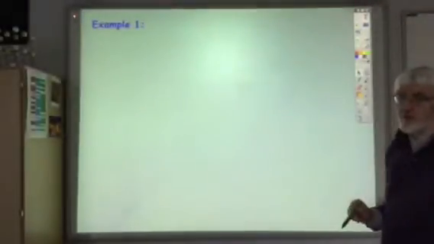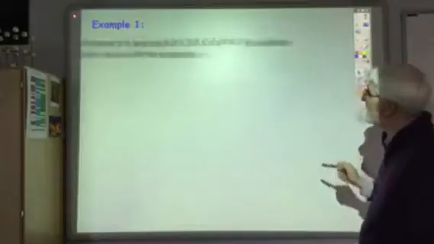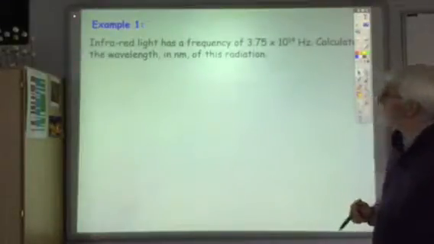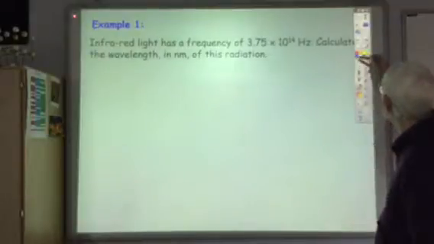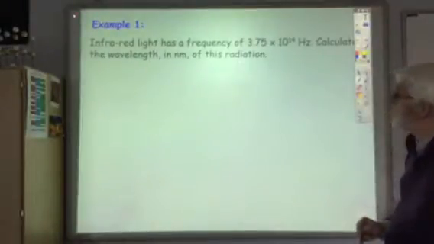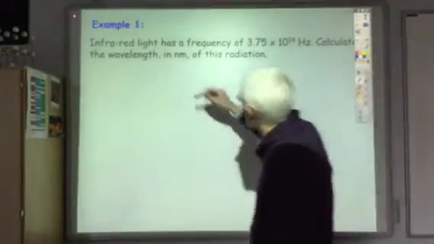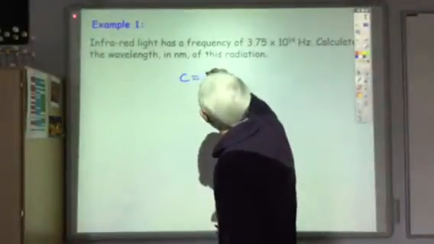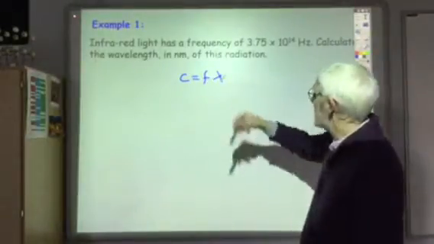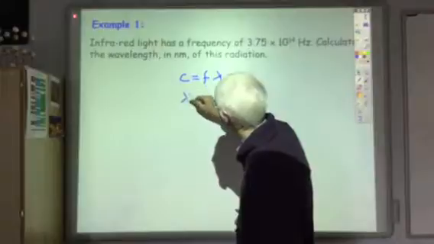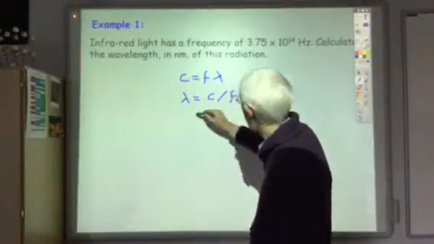So let's look at a couple of questions that you could get asked, which you have to use that equation. So infrared light has a frequency of 3.75 times 10 to the 14 Hertz. Calculate the wavelength in nanometers of this radiation. Okay, so we know C equals F lambda. We've been asked to calculate the wavelength, so we have to rearrange the equation. So lambda equals C divided by F.